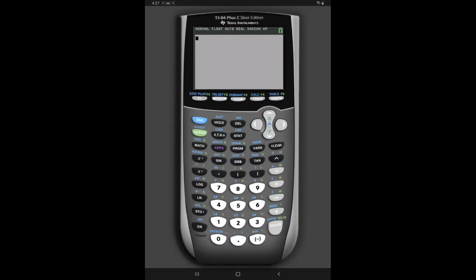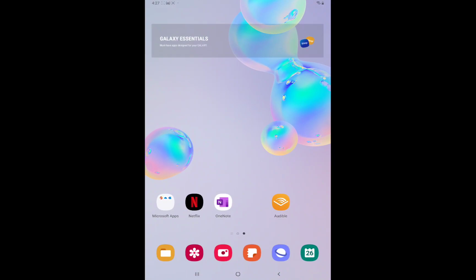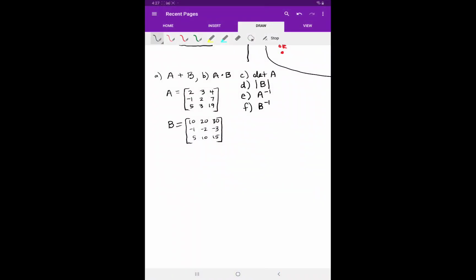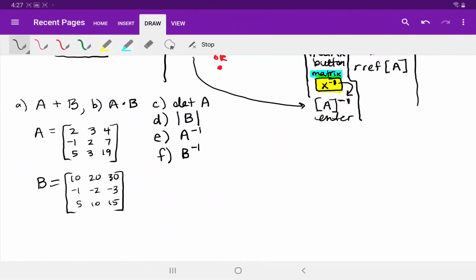Okay, so let me go back to my other screen. This is my new tablet, so I'm not super fast. And then let's write down all the answers.